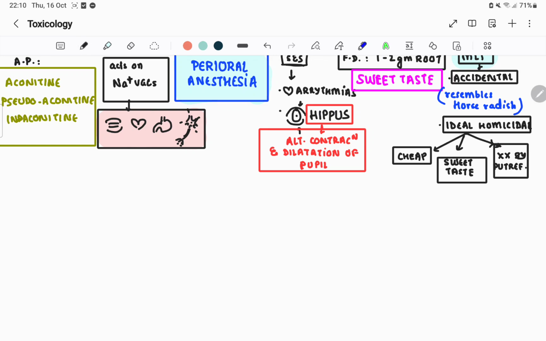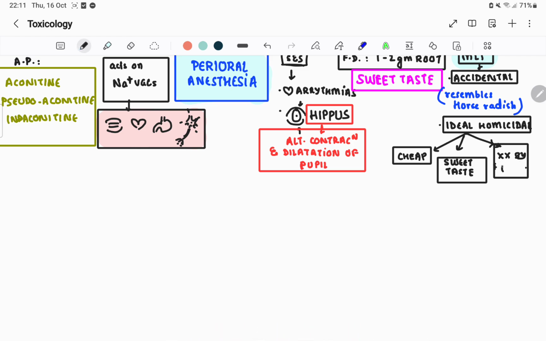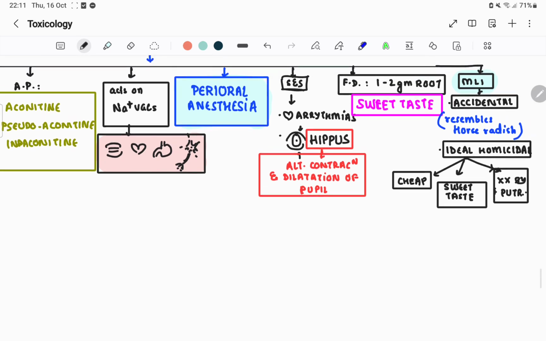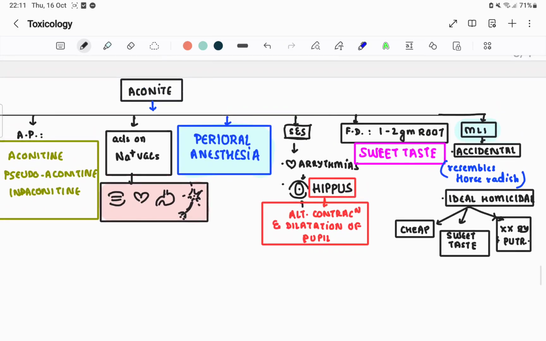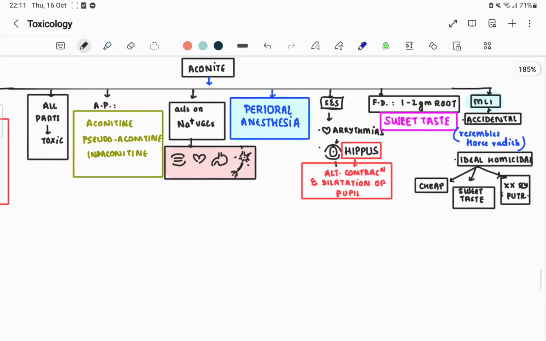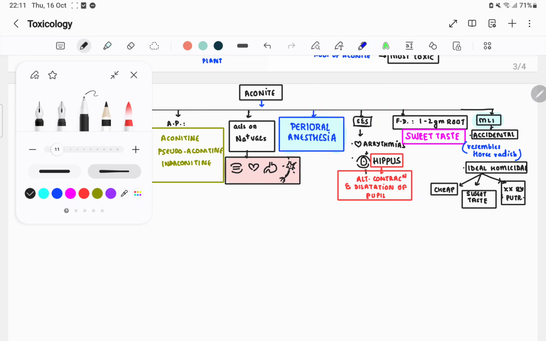If it is destroyed by putrefaction, what will happen? If the person dies, you won't get any finding on autopsy. This poison will be destroyed before you do the autopsy. It has a low dose also, so it is very easy to poison someone with this. Don't get me wrong, don't get a wrong message.